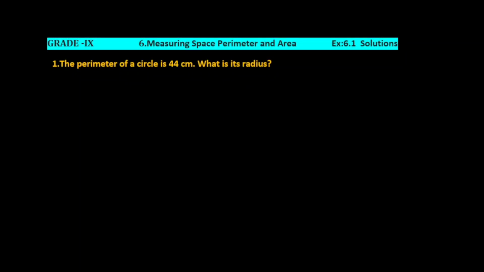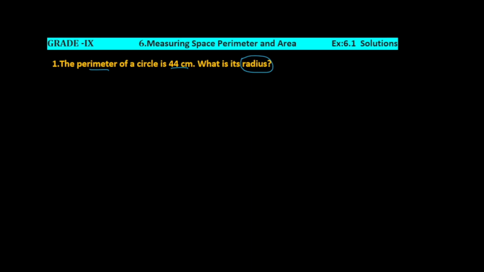Welcome students. Our sixth chapter is measuring space, perimeter and area. Let's see the solution of exercise 6.1. The first question: the perimeter of a circle is 44 centimeter. What is the radius? We need to find the radius of a circle.